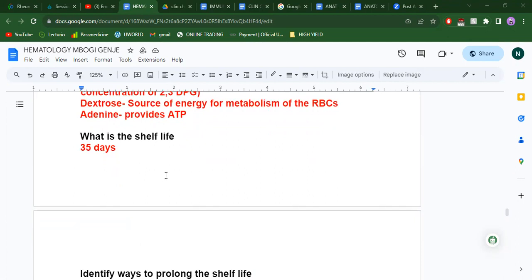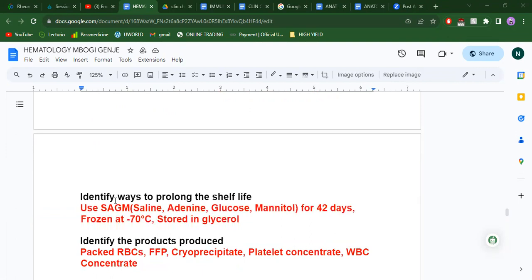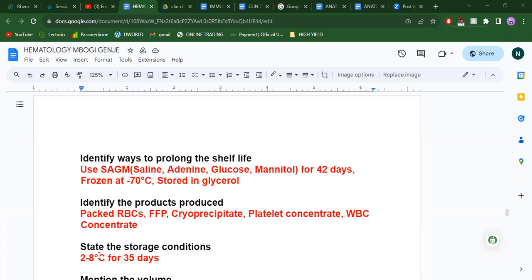Ways to prolong the shelf life: use SAGM, saline, adenine, glucose, mannitol, for 42 days; frozen at negative 70 degrees; or stored in glycerol. Identify the products produced. This one is very high yield. We already did this: packed RBCs, FFP, cryoprecipitate, platelet concentrate, WBC concentrate. You have to know the product, the storage conditions, and the uses. Storage conditions: CPDA 2 to 8 degrees for 35 days; SAGM for 42 days.